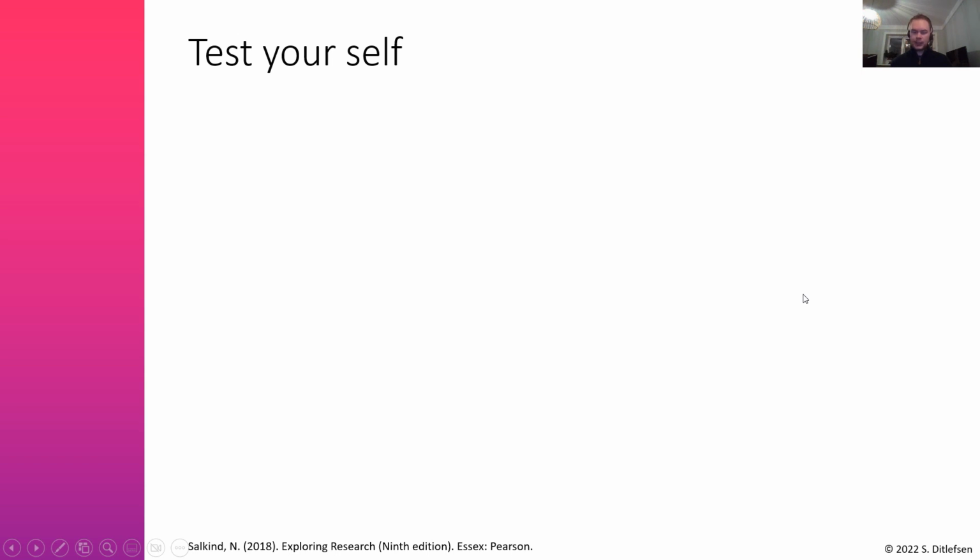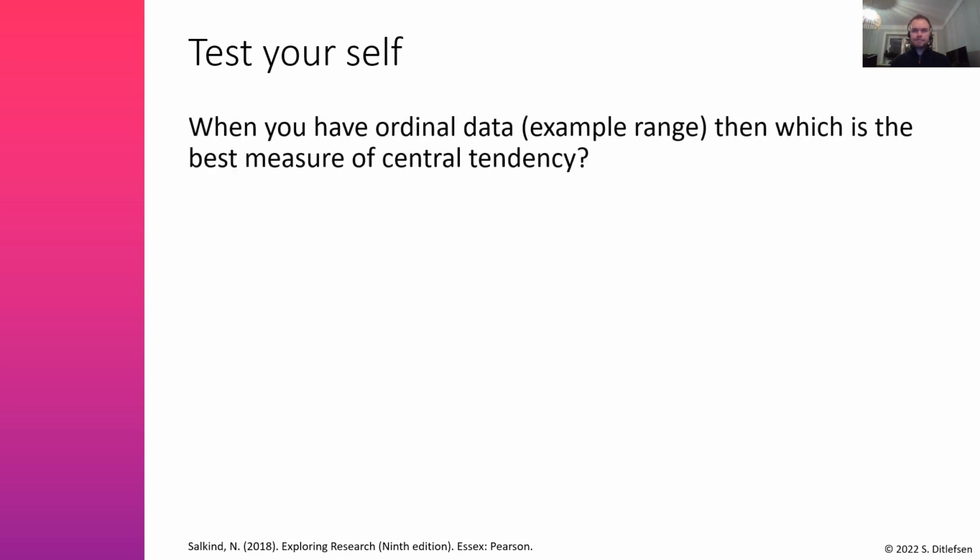Okay, we know everything now. Let's do a small test to see if we have learned something. When you have ordinal data, for example range, which is the best measure of central tendency? Is it range? Is it mode? Is it median? Or is it mean?